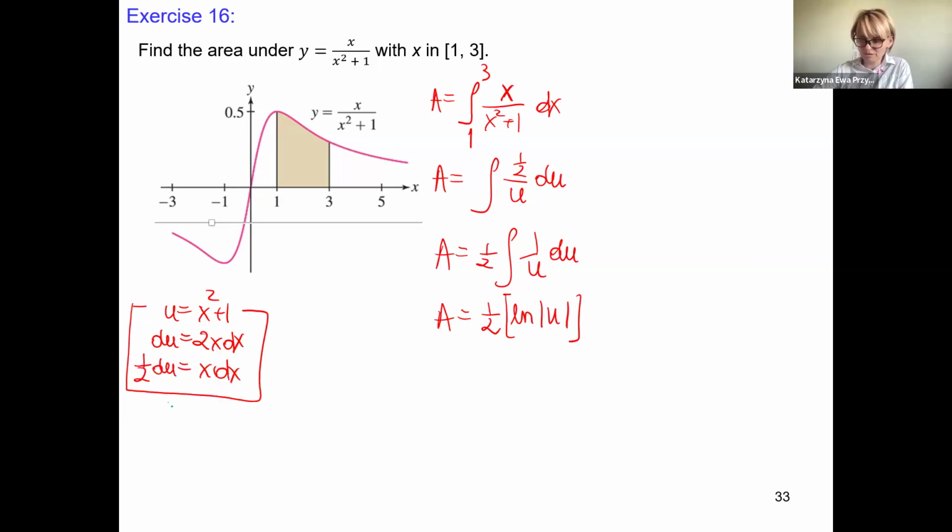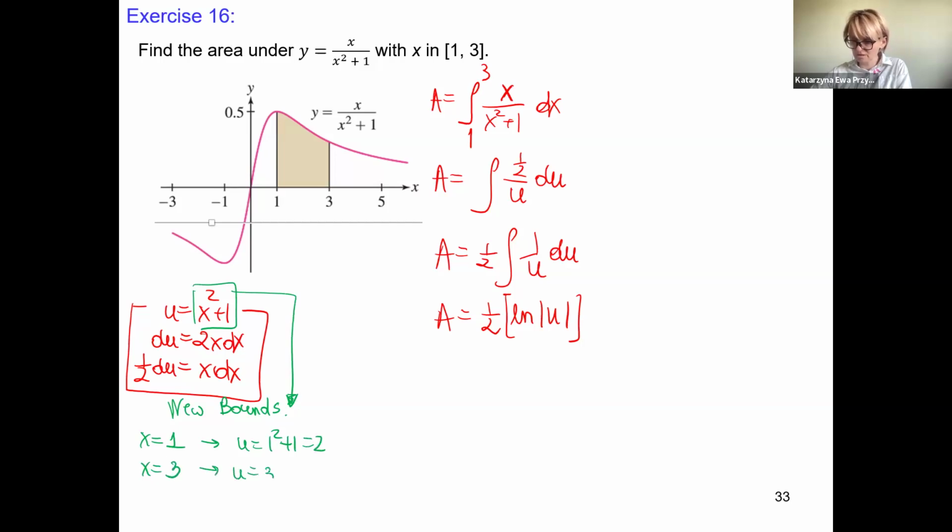And let's compute the new limits. New bounds. When x is 1, then u is 1 squared plus 1, which is 2. When x is 3, because we are from 1 to 3, u is 3 squared plus 1, 10. Am I right? Yes. From 2 to 10. And I can put these values wherever I had u. Okay, that's we have the final answer.